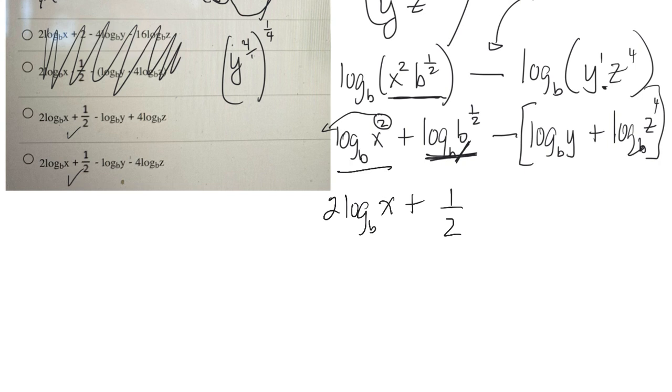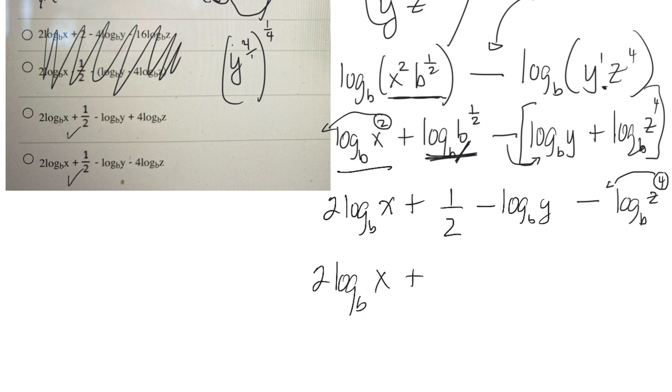And now, since this minus is out front, it has to apply to both of these. So it'd be minus log base b of y minus log base b of z to the 4th. Last thing I could do is I could take that power and bring it out front. So 2 log base b of x plus 1/2 minus log base b of y minus 4 log base b of z. I'm going with that one.